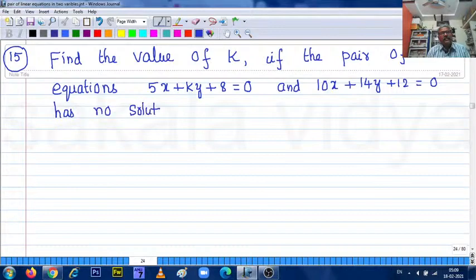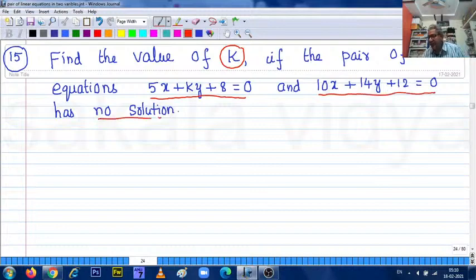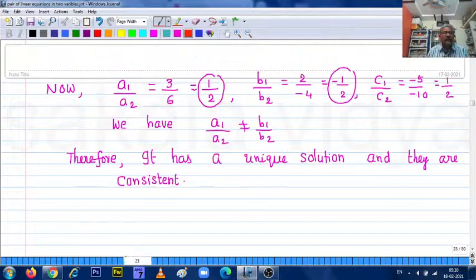That means they are inconsistent also. Even sometimes instead of no solution, inconsistent may be given, but the same procedure needs to be applied. Here we need to find the value of k if the pair of lines 5x plus ky plus 8 is equal to 0, 10x plus 14y plus 12 is equal to 0 has no solution or inconsistent.